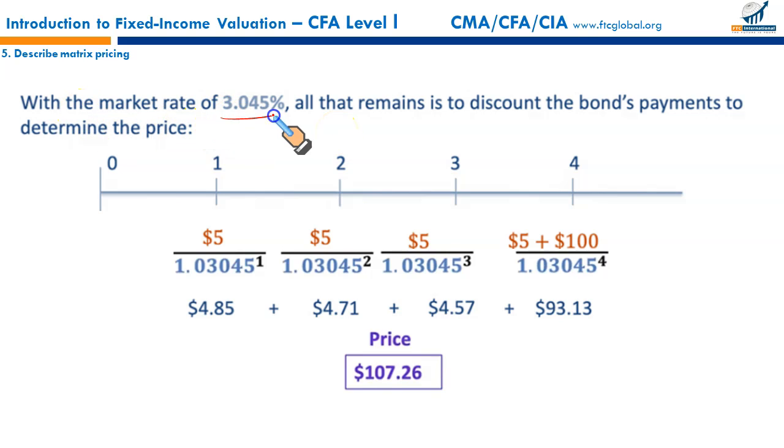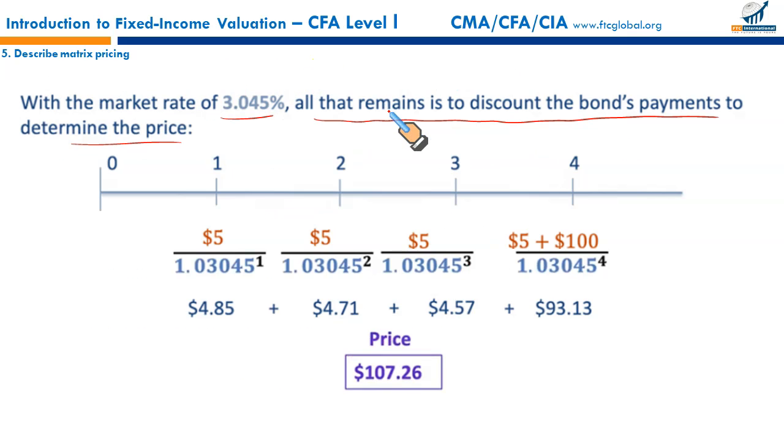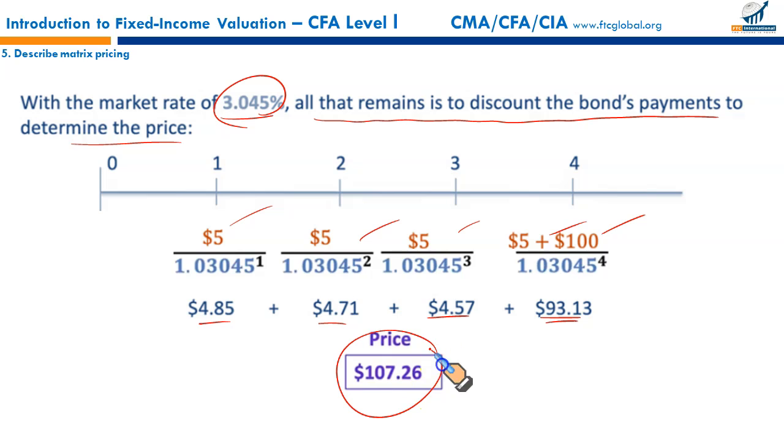With a market rate of 3.045%, all that remains is to discount the bond's payments to determine the price. So this bond has a coupon of 5%, means $5 for these 4 years, plus this 100 par value discounted at this market rate will give you the present value of these coupons plus the present value of principal. So the total will be 107.26. So this will be the price of this so-called not actively traded bond. So this is how we can use the matrix pricing to determine the price of the bonds that are not actively traded.